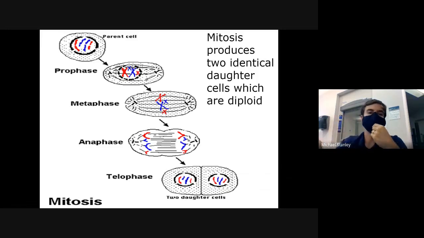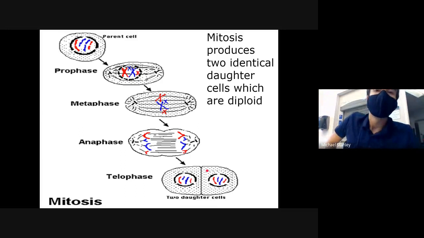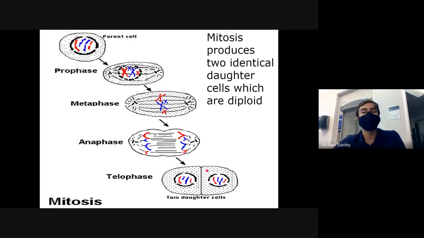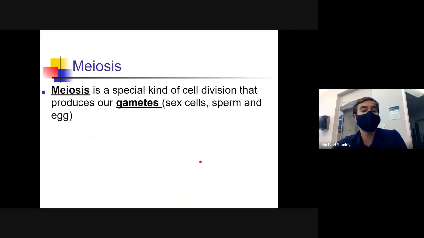All right. So that's great and all. It's awesome. This is super helpful for making new cells, repairing and replacing cells. But what about if we don't want to make identical cells? What about if we want to make something that is a little bit different, that we need for something else besides just repairing and replacing? In that case, we have to go through not mitosis, but meiosis.